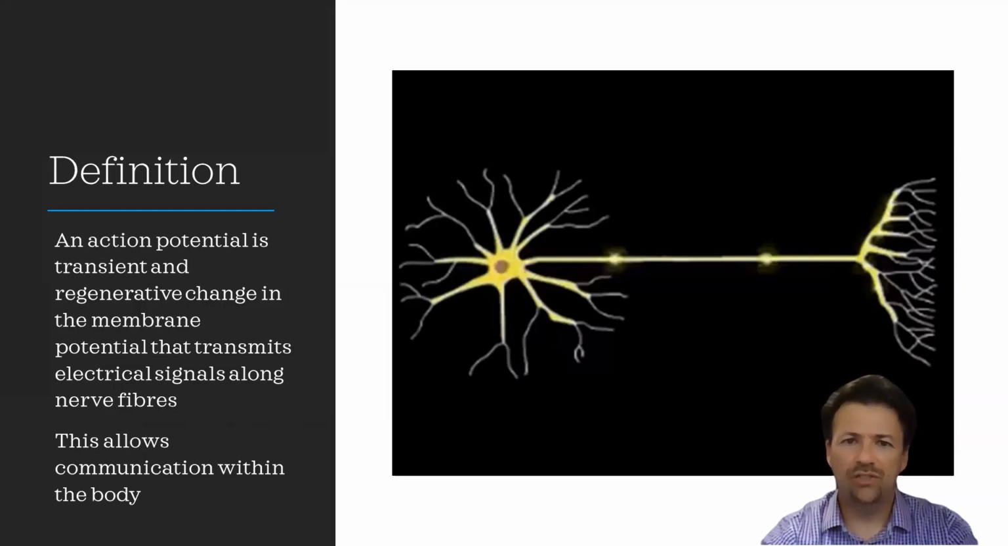Now, action potentials get generated close to the cell body or cell soma, often in a region called the axon hillock. And from here, they travel down the entire length of the axon to the terminal end of the axon, where they can communicate with other nerve cells or other parts of the body. And therefore, the real purpose of an action potential is that it allows communication within the body between nerve cells and between the nervous system and other parts of the body.